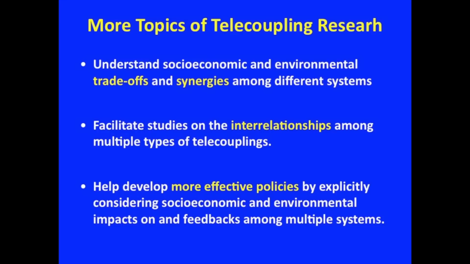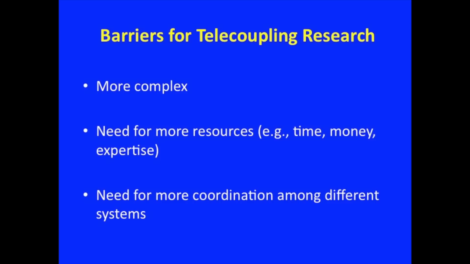Also, we need to understand the social, economic, and environmental trade-offs and synergies among different systems, and facilitate studies on the interrelationship among different types of telecoupling processes, and then help us develop more effective policies. Okay? But there are many barriers for this, because it's more complex and needs more resources and more coordination. But there are also a lot of opportunities, and the interest in this kind of research is growing.